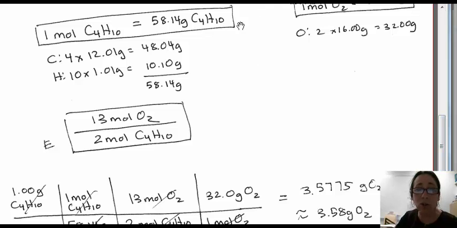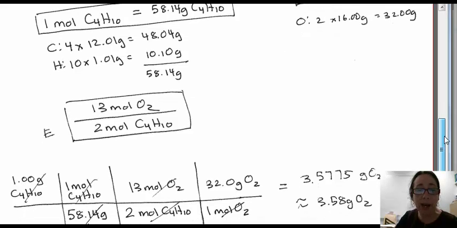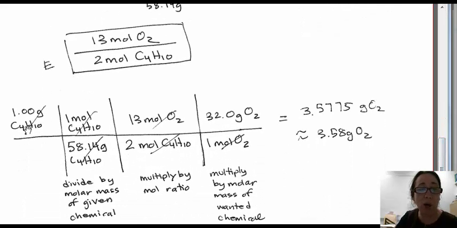Here are my conversion factors: my molar mass of my given chemical, molar mass of my desired chemical, and my mole ratio. I start with what I'm given, 1.00 grams of C4H10, and since I have grams of C4H10 in my numerator, I have to have grams of C4H10 in my denominator, so those will cancel out. The only conversion factor that has grams of C4H10 is the molar mass of C4H10. So that's always going to be my first step.